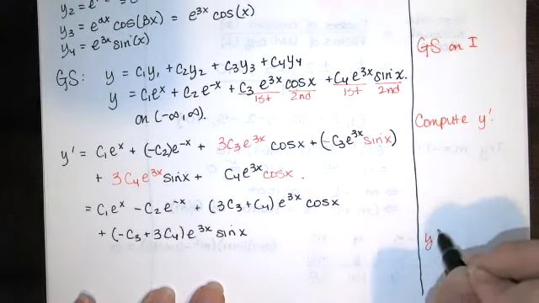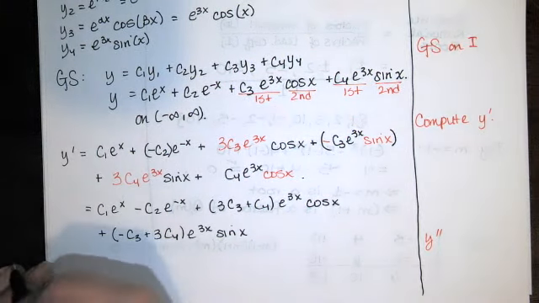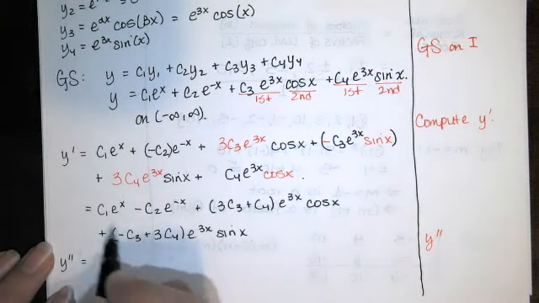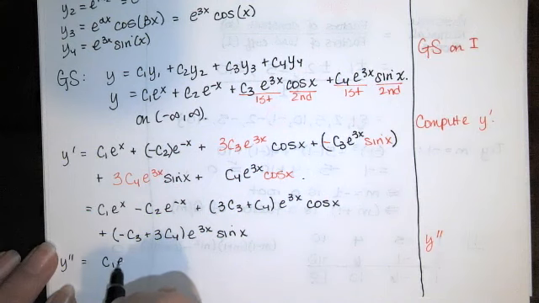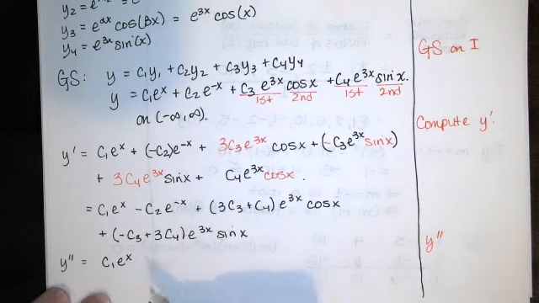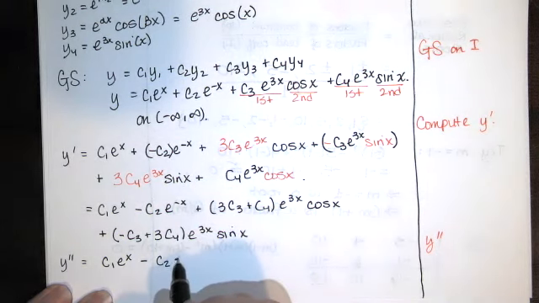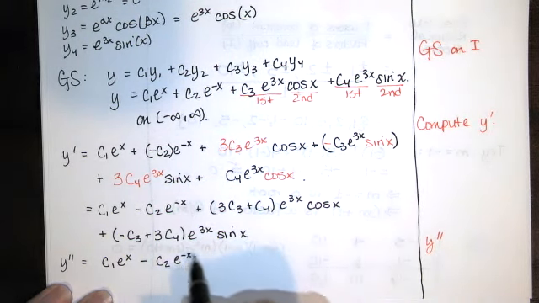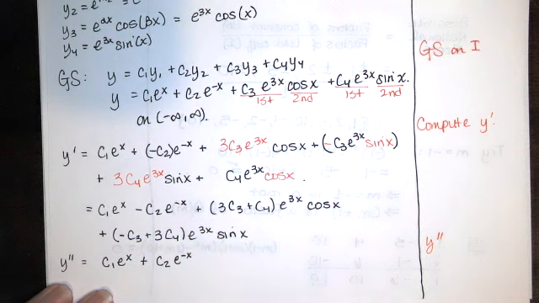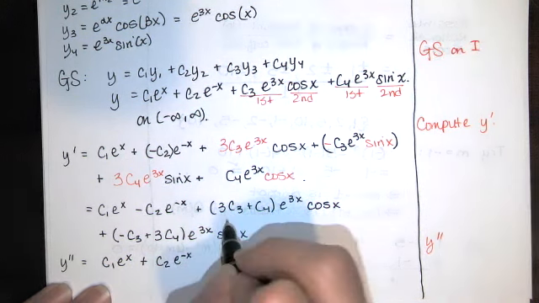Now I need to compute y double prime. Derivative of a constant times e to the x is that constant times e to the x. Then you bring the negative c2 down. The derivative of e to the negative x is e to the negative x times the derivative of the inside. And negative 1 times that is going to give me that. Then over here, I want to use the product rule again.